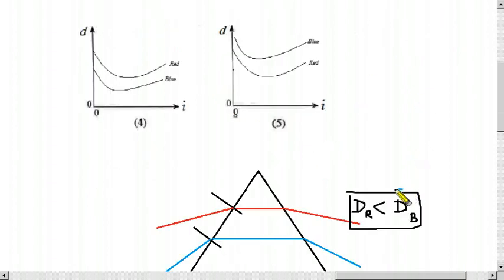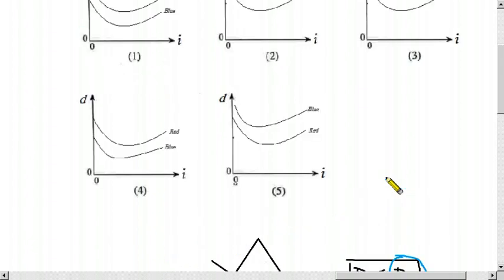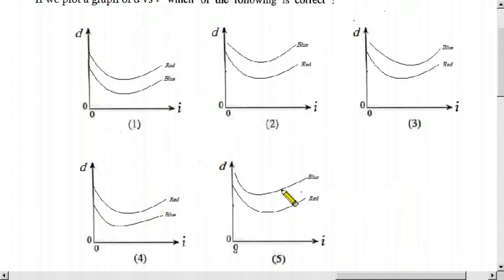The blue one should be greater. That means the graph blue should be above the red one. So here D of blue is greater. The red one is here, that is less than that. So this one is correct. The capital D value of blue is greater than the red one, the capital D value is this one, the minimum. Blue is at a higher point, so therefore this one is correct. This one also is correct. Blue is above the red one. This one is wrong. Blue is below the red one.